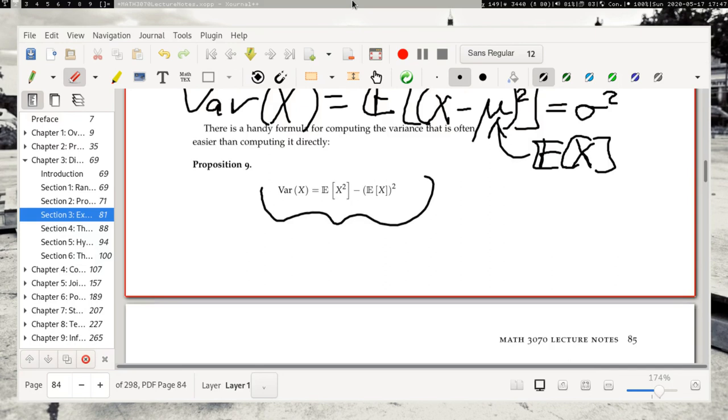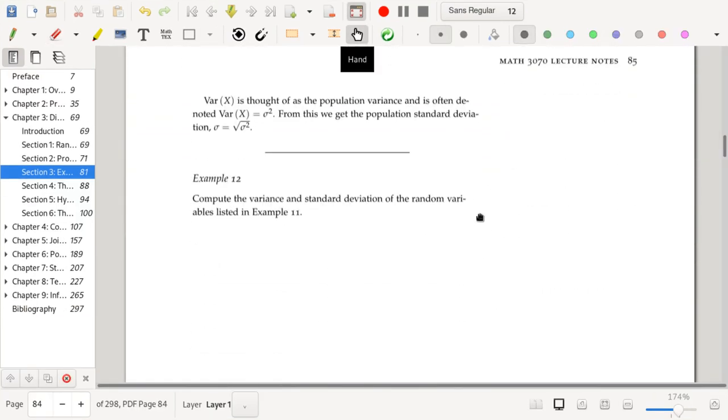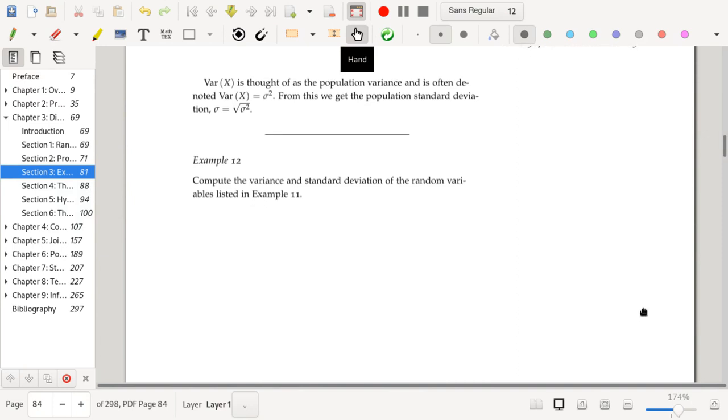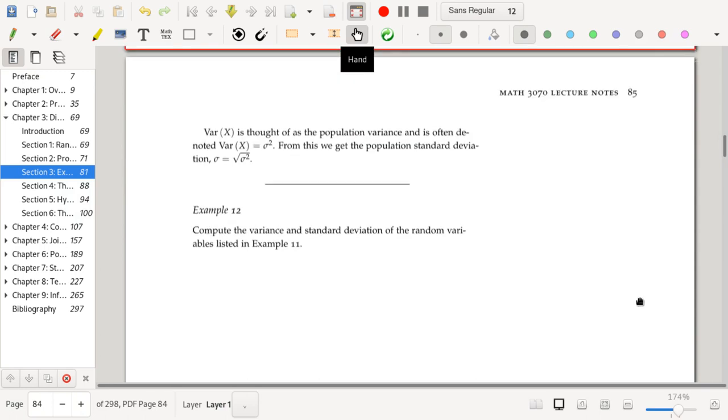Okay, so the variance of x is thought of as the population variance and is denoted by var x, which is sigma squared, and the population standard deviation is sigma, which is the square root of sigma squared. Sometimes I'll write, though, the standard deviation of x, because it's sometimes nice to do.